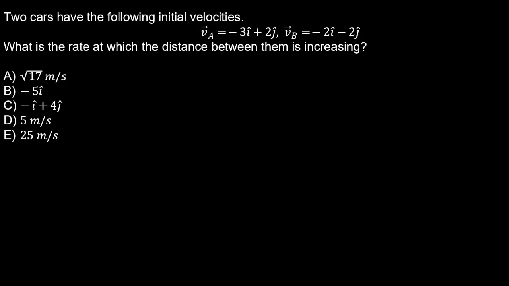Two cars of the following initial velocities. What is the rate at which the distance between them is increasing? So if we have the velocity of car A being minus 3 to the left and 2 vertically, it looks something like this. And car B has a velocity of minus 2 to the left and minus 2 downwards.